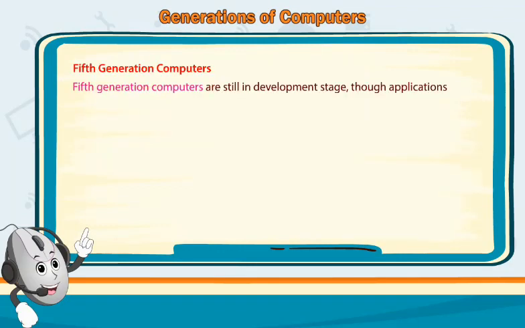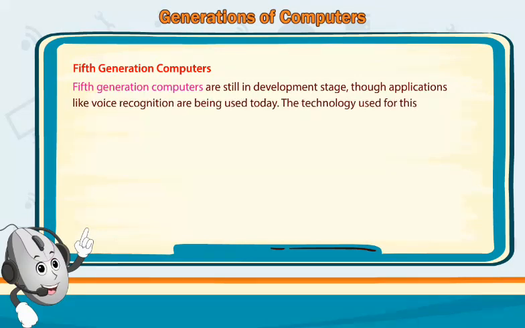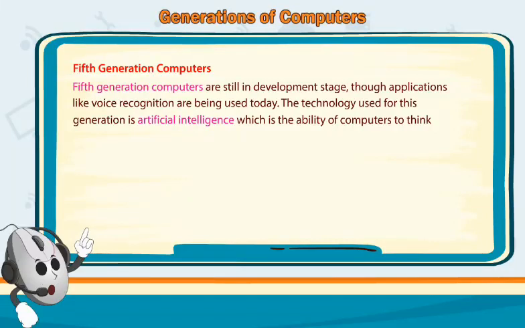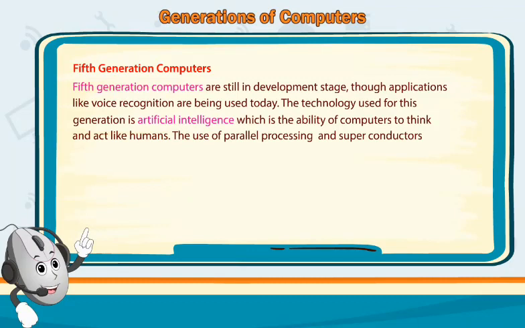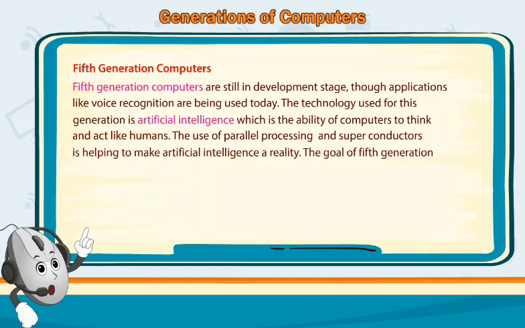Fifth-generation computers. Fifth-generation computers are still in development stage. Though applications like voice recognition are being used today, the technology used for this generation is artificial intelligence, which is the ability of computers to think and act like humans. The use of parallel processing and superconductors is helping to make artificial intelligence a reality.